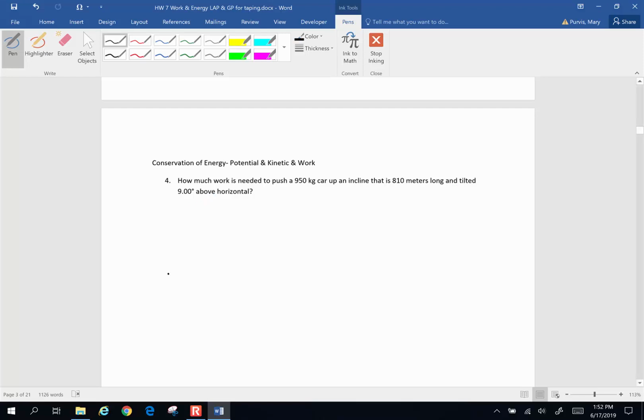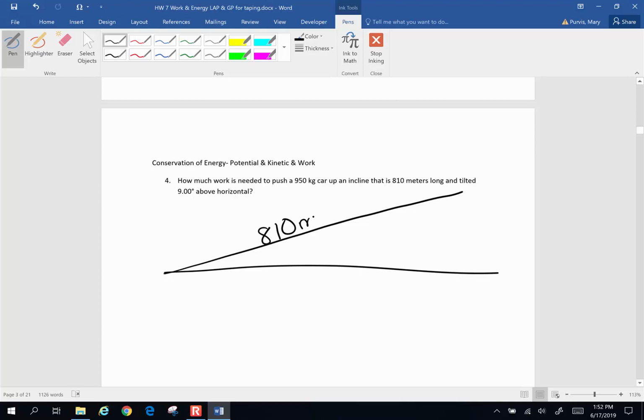So here's what we've got. We have an incline. It is 810 meters long, 9 degrees above the horizontal, and I want to push a 950 kilogram car up that incline. That's what I want to do. Now, the cool thing about energy is we don't care about how you go from point A to point B. So I have a car that's down here, and I want to end up with my car up here. Down here, I have just a car just sitting on the flat. Up here, I have converted whatever energy I've put into it to potential energy at the top.